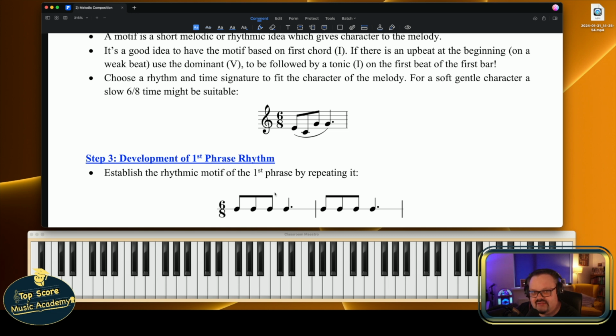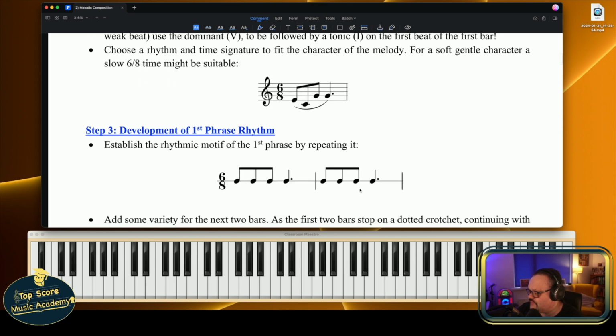Okay, so again, I said this before in the last video when we were talking about melodic motion, that you probably don't want anything too complicated just yet. You don't want lots of double dotted notes and lots of syncopated rhythms and use of semiquavers everywhere. You want to just keep it nice and straightforward to begin with, and then you can add all that stuff in later. So for now, we're just going to keep our rhythms very, very simplistic, and we're going to just establish that rhythm from bar 1 by repeating it in bar 2.